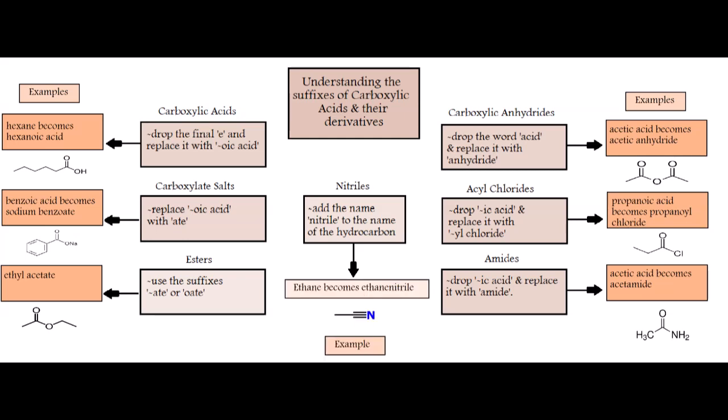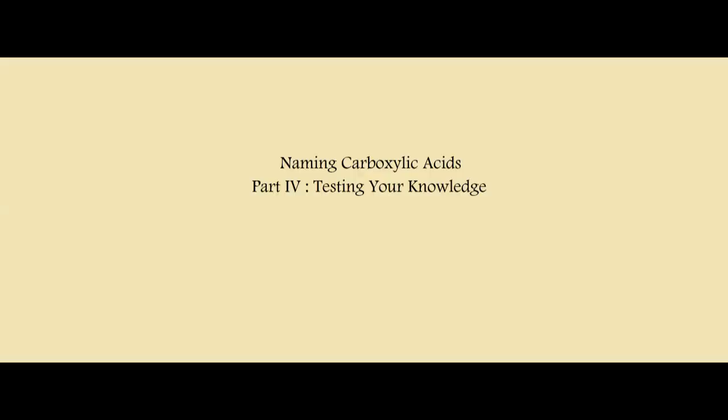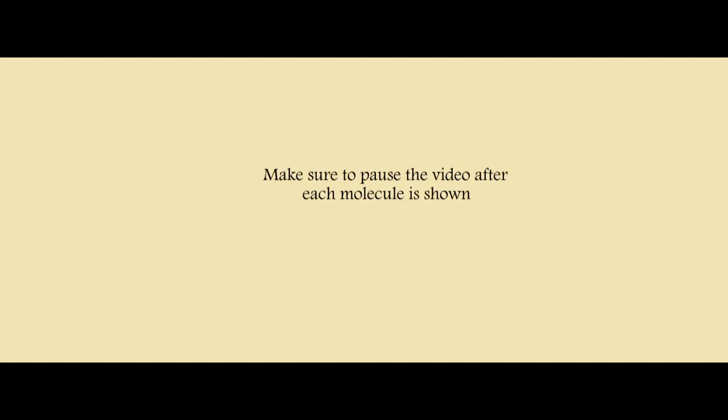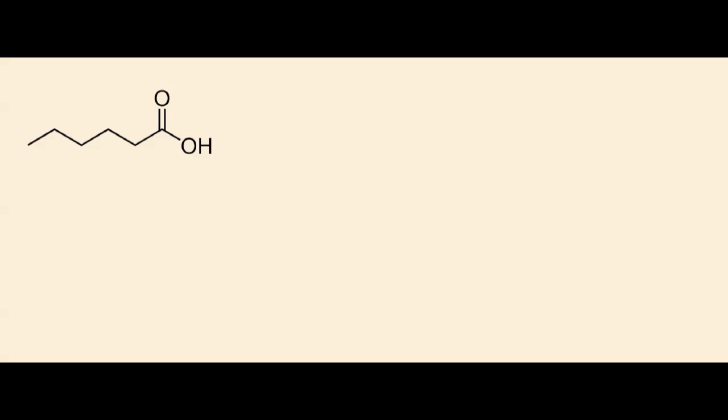So at this point in the video, let's go ahead and test your knowledge and see how much information you've retained. So make sure after you see each molecule on the screen, press the pause button so that you have a chance to work it out. So first of all, you ought to know by now that every time you see a COOH, that is a carboxylic acid. And then after that, all you really have to do with this one is count the carbons. You can see that there's 6.